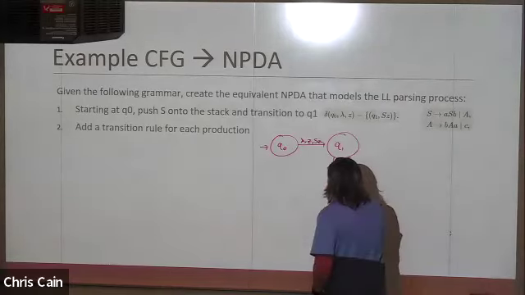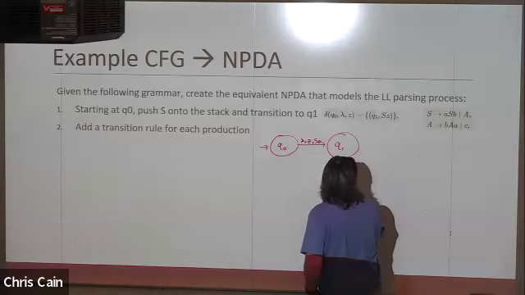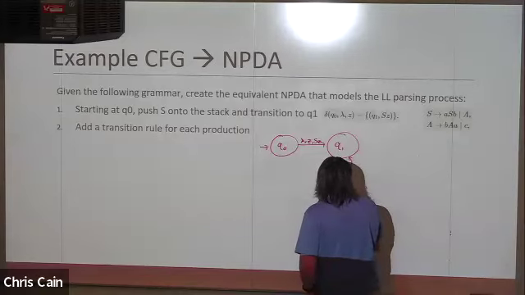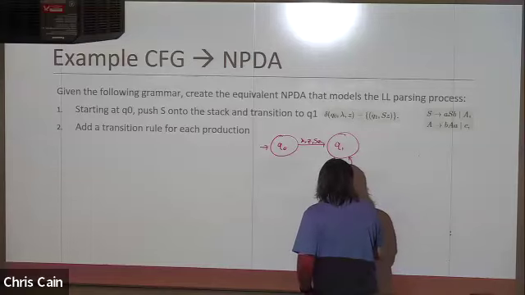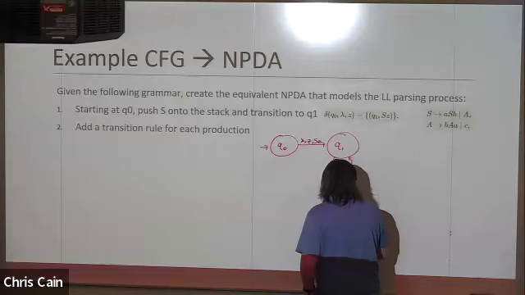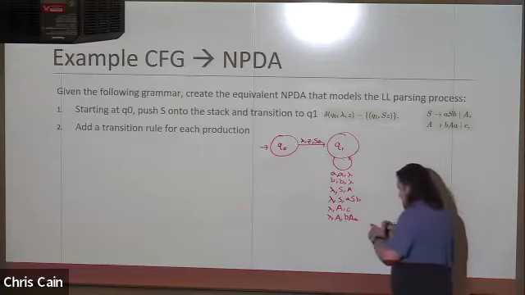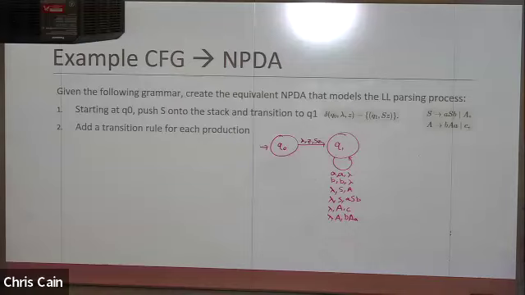We need to be able to read nothing, pop an S, push the ASB. We need to be able to read nothing, pop an A, push a lowercase c in its place. Read nothing, pop an A, push a B, capital A, lowercase a in its place. So two different kinds of transitions.